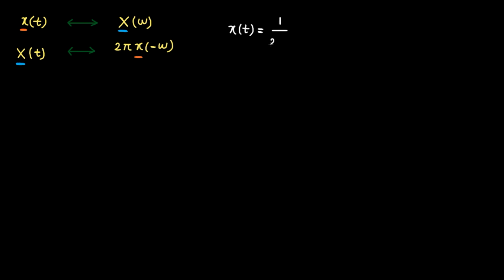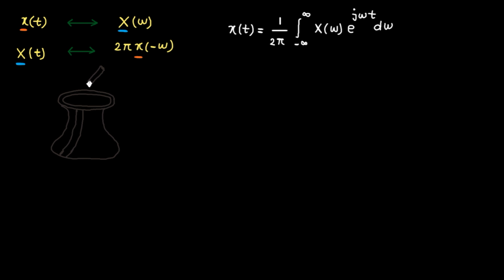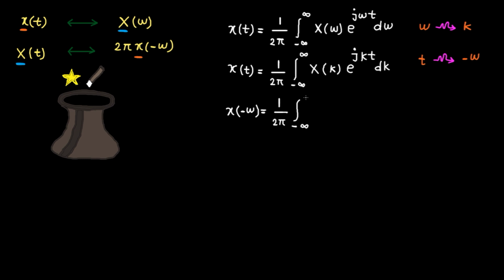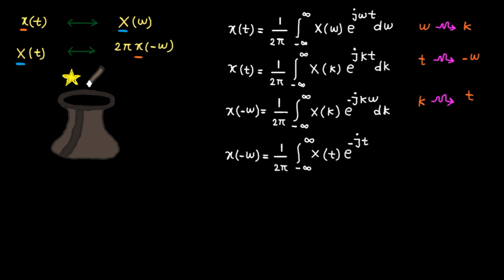To prove this property, I'm going to start from inverse Fourier transform definition. Then I'm going to use very simple tricks. First, let's replace omega by k. The integral variable is just a name. You can call it whatever you want. So we get this. For x(t), let's replace t by minus omega to have fun. Here we go. Now let's replace k by t to have more fun. Here we go. Then multiply both sides by 2 pi.